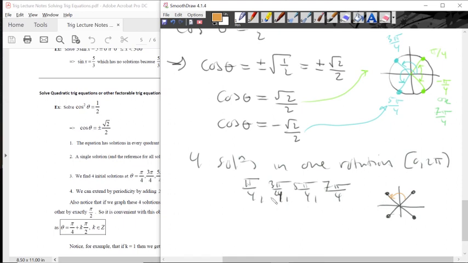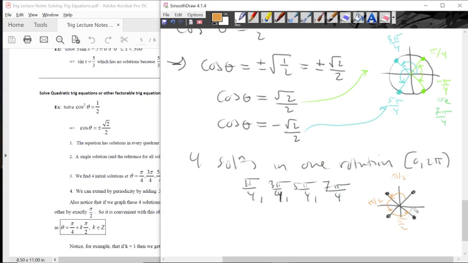This is not guaranteed just because we have 4 solutions. It happens to be the case because of the symmetry of these solutions. For instance, from pi over 4 to 3 pi over 4, the amount of rotation between them would be pi over 2, or 90 degrees. We have 90 degrees of rotation between the two. Then if we measure the rotation from 3 pi over 4 to 5 pi over 4, that amount of rotation is also pi over 2. And from 5 pi over 4 to 7 pi over 4, that amount of rotation is pi over 2.